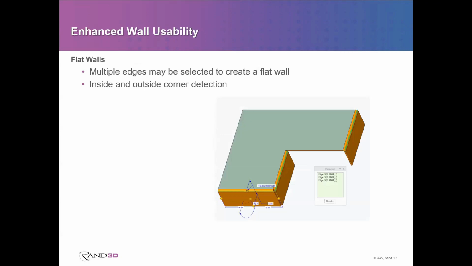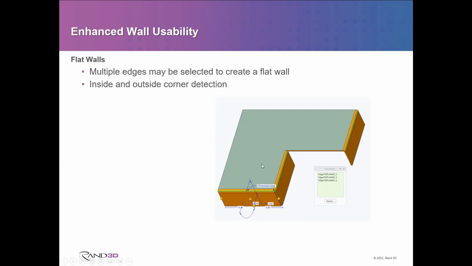And then the flat walls again. Remember, you can pick as many edges as you want right now to do the flat wall, whereas before, in Creo 6 and earlier, you would have had to make 3 different walls right there. And also the nice thing about it is it does automatic corner detection. It recognizes when these two walls come together to create the corner.